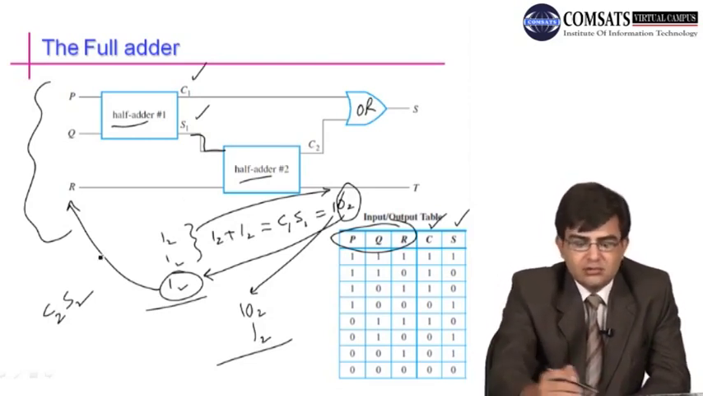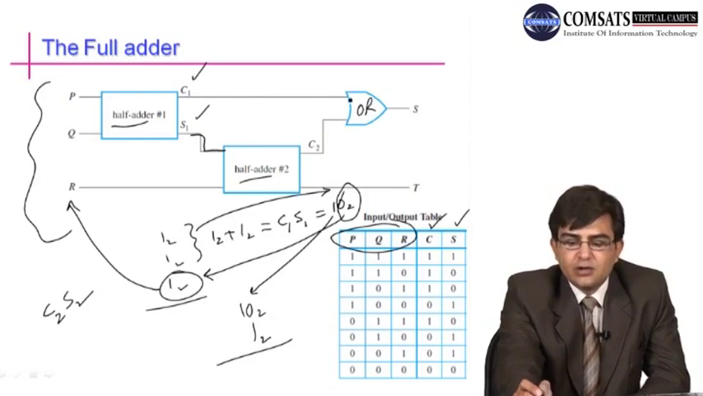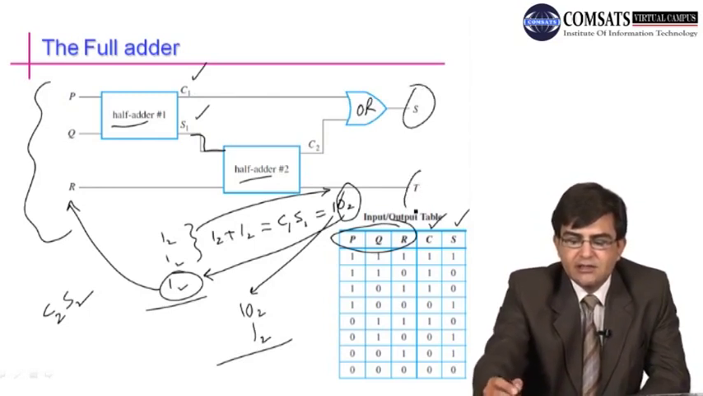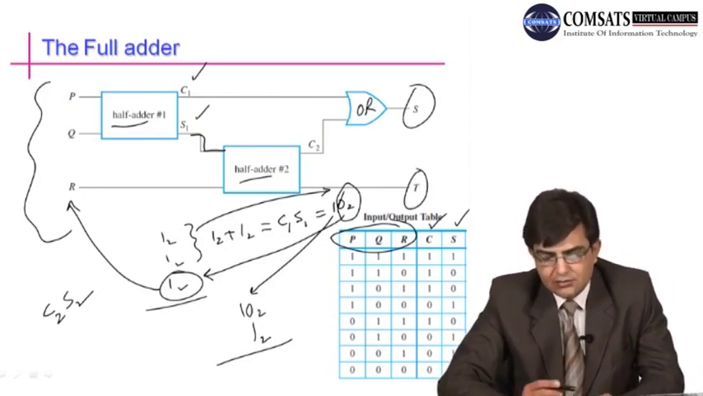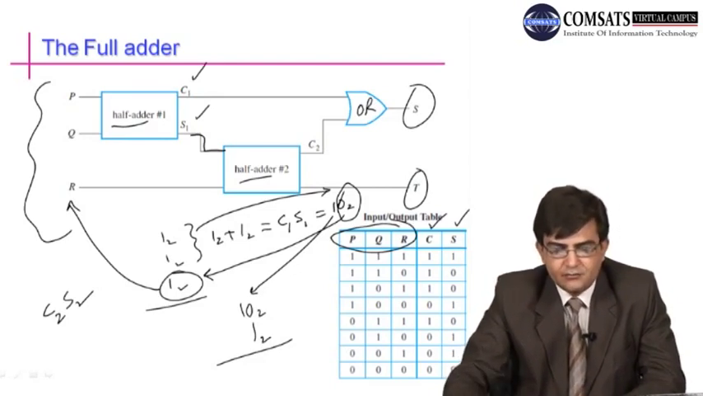The carry 2, the second carry, will go here into the OR gate as an input, and carry 1 goes here as the other input of this OR gate. The sum will come here as the final sum, and this will be the final carry. So this type of circuit is called a full adder circuit. It is basically used to add up 3 binary digits.